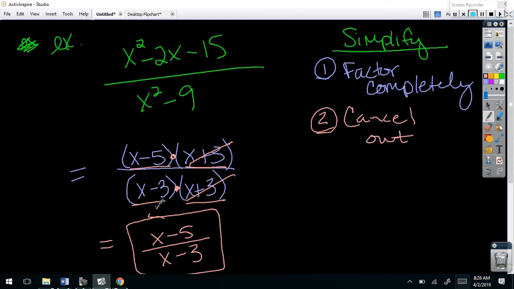Y'all want to try one more simplify? Let's try one more simplify. You try this one.